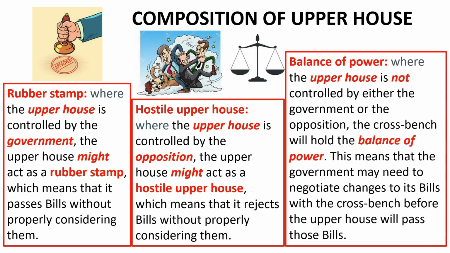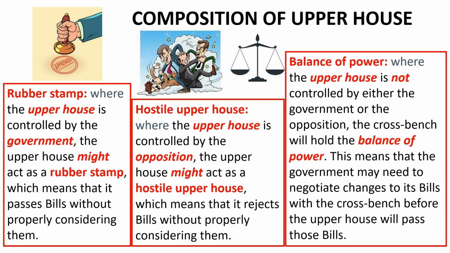The third scenario is where the upper house is not controlled by either the government or the opposition. Under this scenario, the crossbench holds the balance of power. What this means is that the government doesn't have sufficient votes in the upper house by itself to pass bills through the upper house. If it wants to pass bills through the upper house and the opposition refuses to support those bills, then the government needs to get support for its bills from at least some of the crossbenchers.